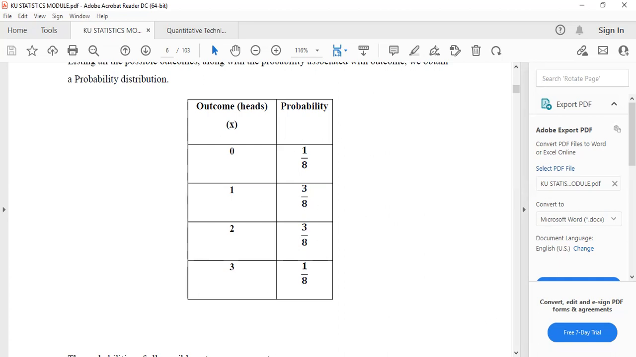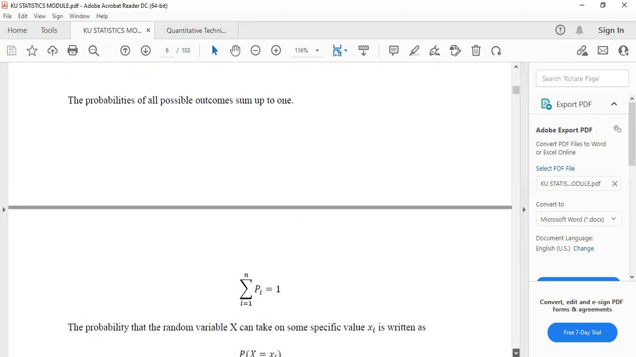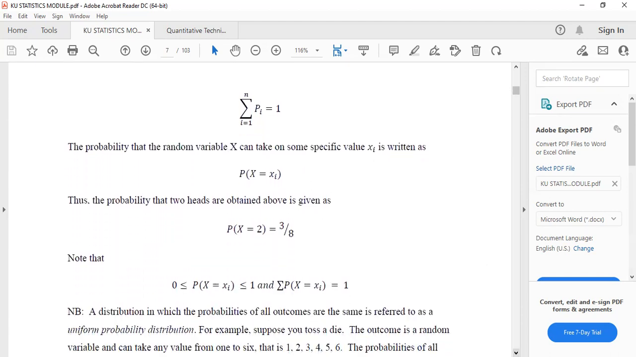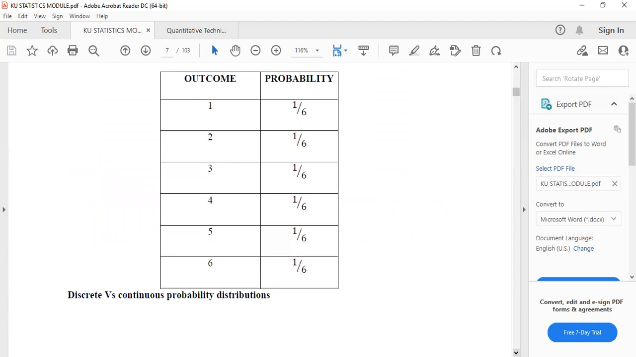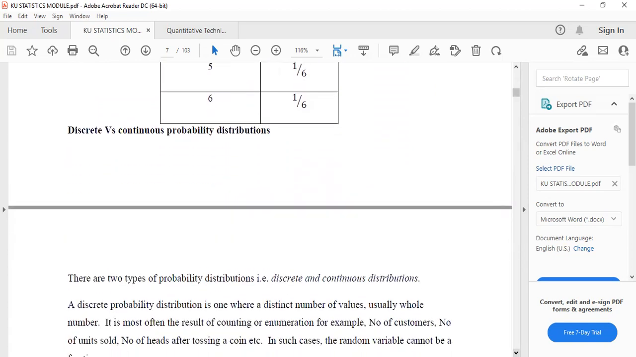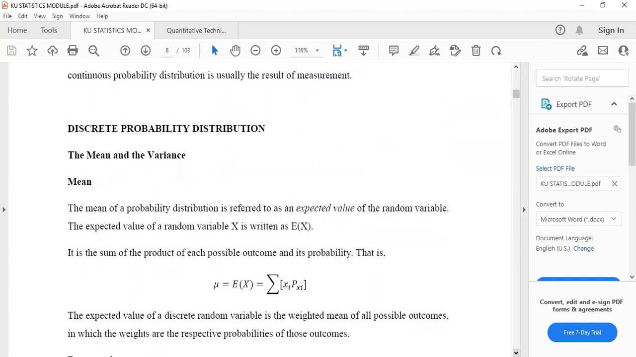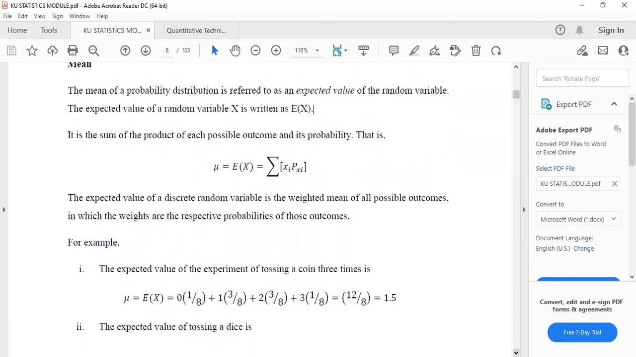But when we are talking of the expected value, we are going to get the product. That's why we are multiplying. So 0 multiplied by 1/8, 1 multiplied by 3/8, then 2 multiplied by 3/8, and 3 multiplied by 1/8. So you can see the mean, or the expected value after tossing my coin 3 times, and those events are mutually exclusive. So I'm getting the outcome, I multiply by the probability. So in other words, the expected value is equal to the outcome multiplied by the probability.